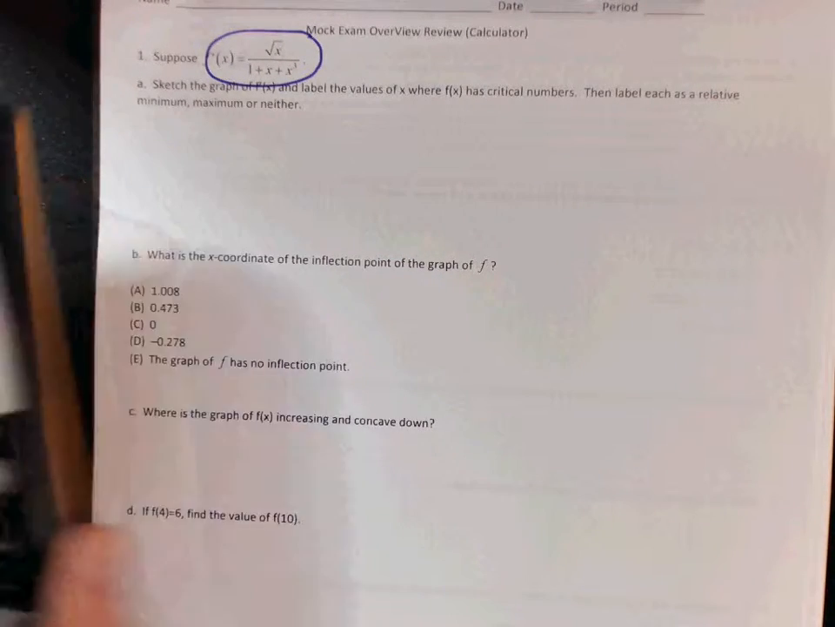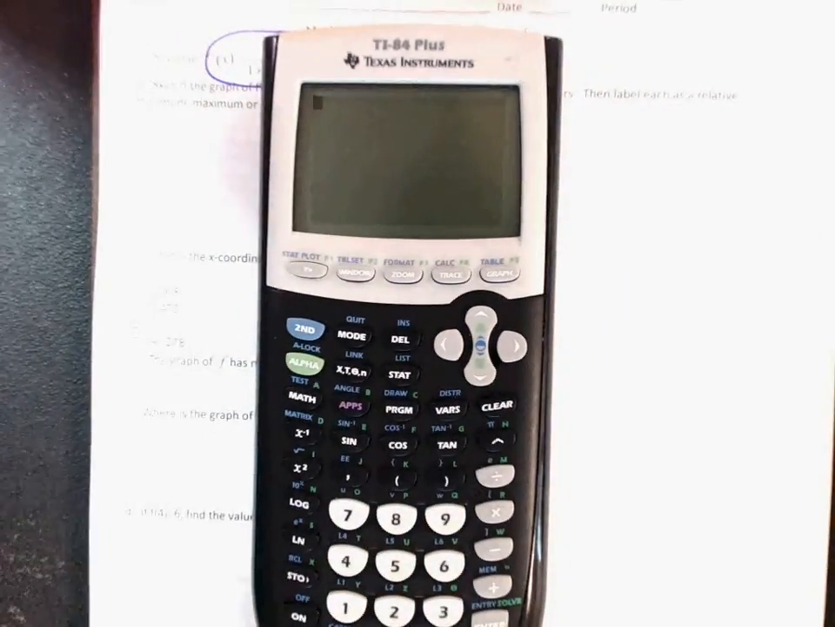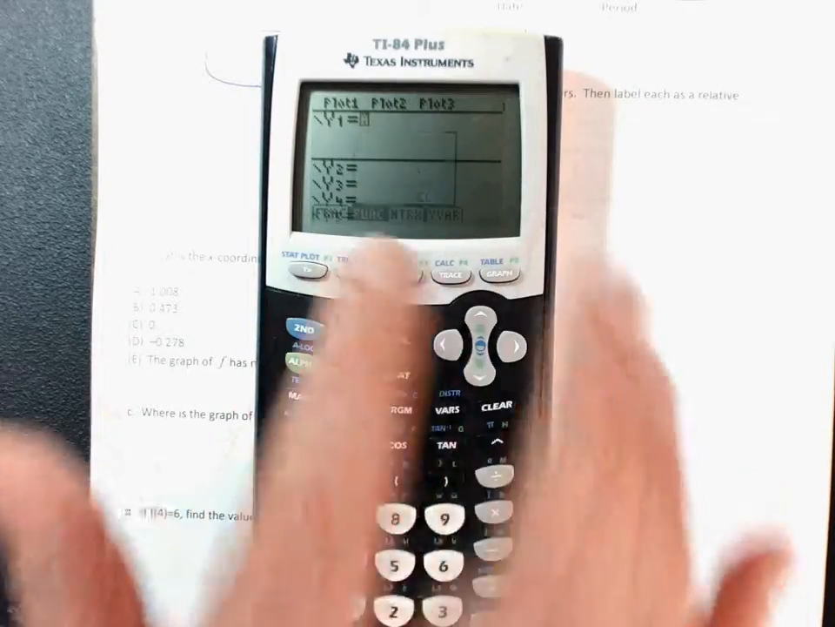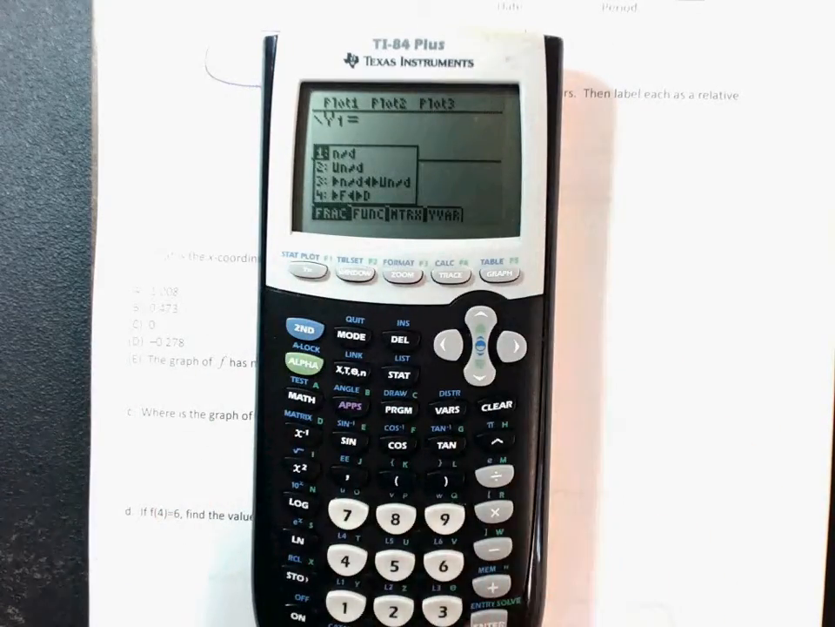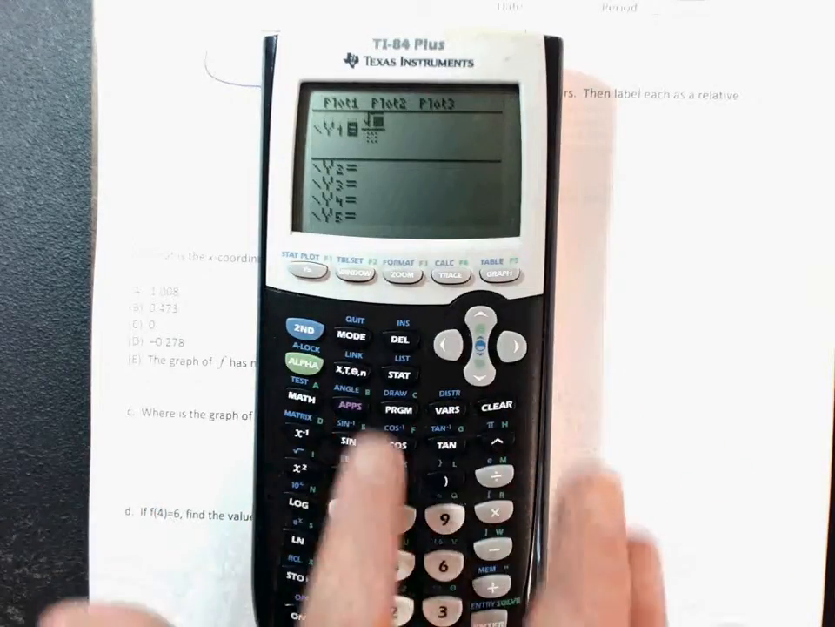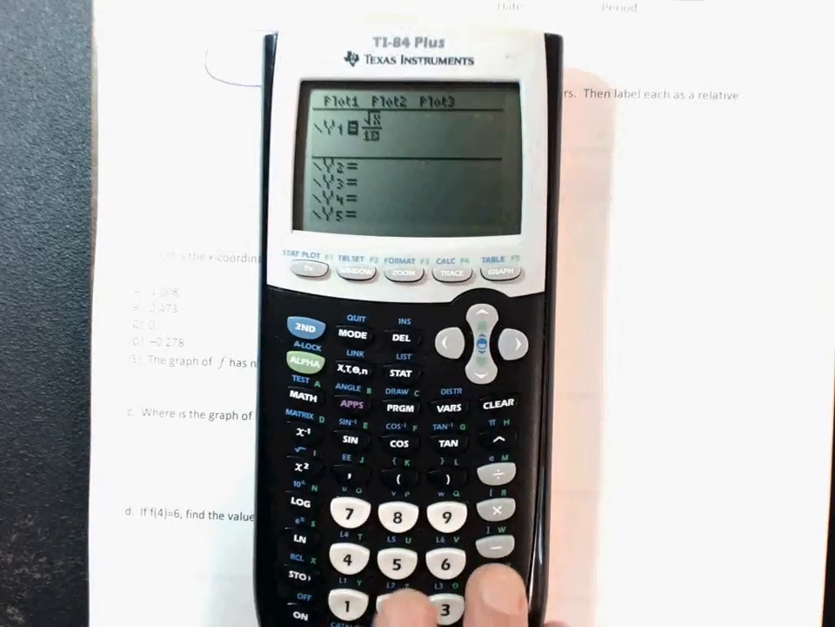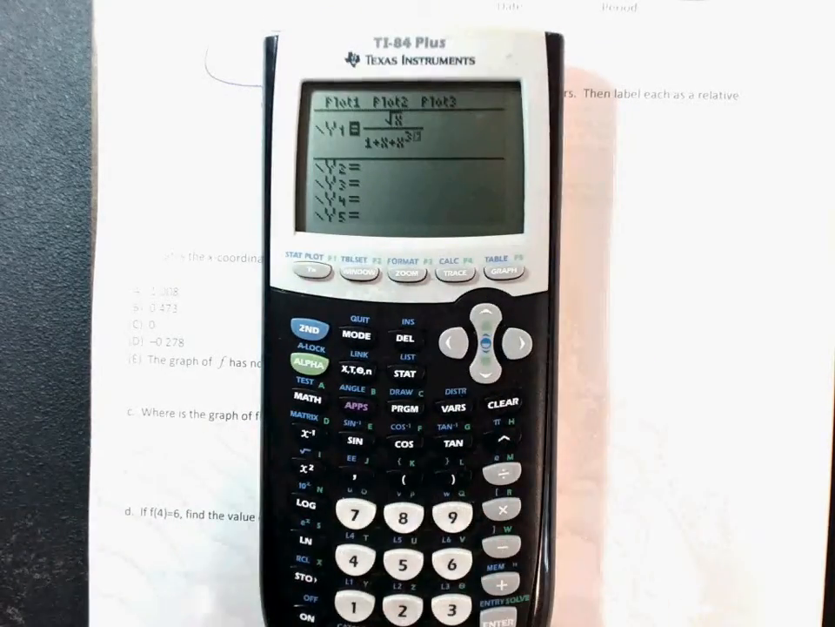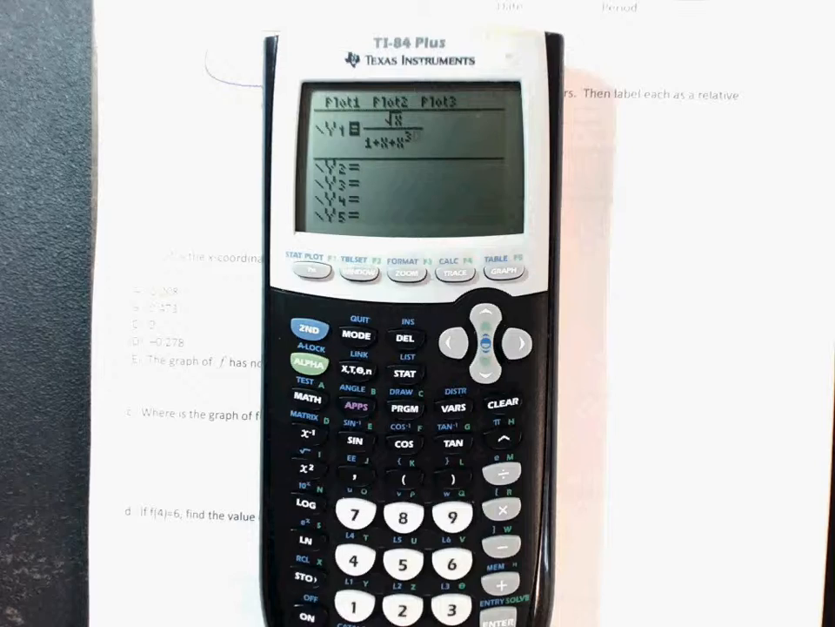Do we remember how to get the fraction thingy? Yes. Okay, what is it? Yes, good. So alpha y equals. Oops, that's not the right one. Okay, and then n over d. Square root x on top, 1 plus x to the 3. Okay, type it in. Now, on the AP test, they're not going to tell you, sketch the graph. That's me telling you to sketch it so that we can draw stuff on it. So after you've done it, you're going to sketch it.